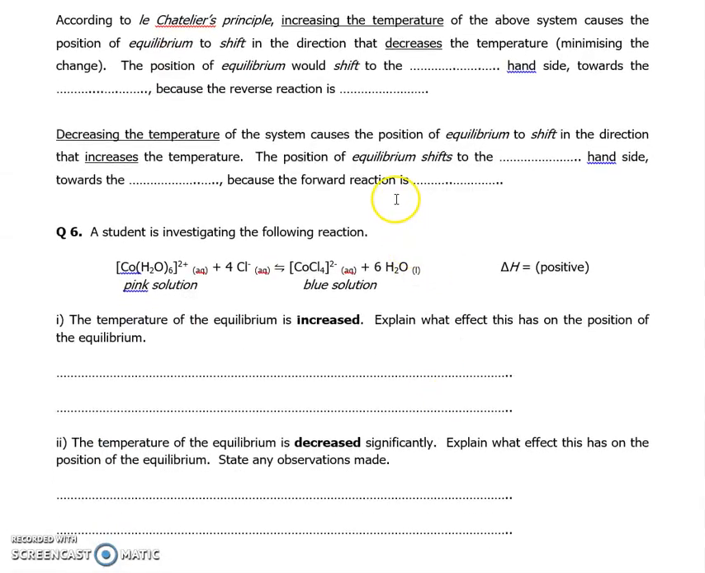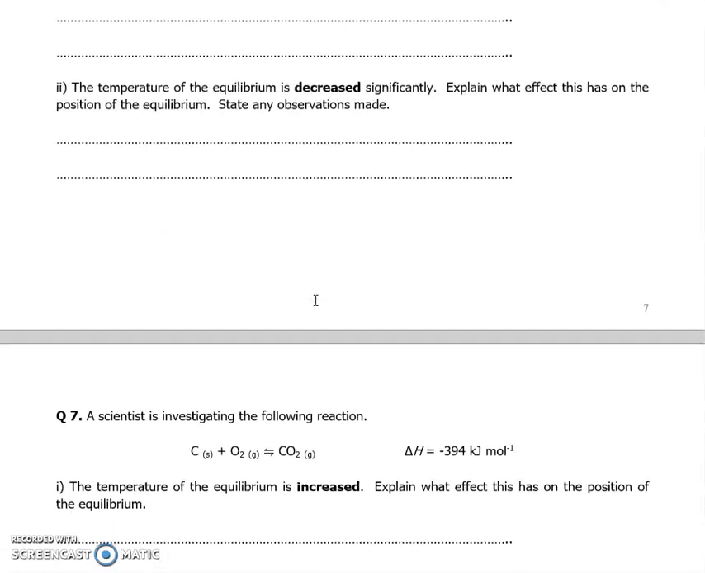Okay, so here we've got this equilibrium. We've got a pink solution here. We've got a blue solution on the right hand side. The enthalpy change is positive, so it means it's endothermic. So if you increase the temperature, the position of the equilibrium will shift to the right in the forward direction. And so the solution would end up looking more blue in colour.